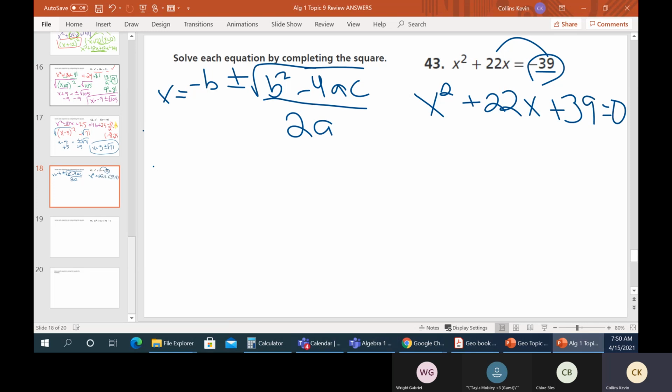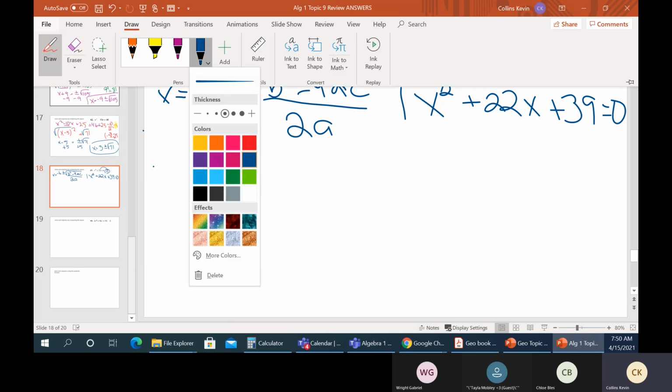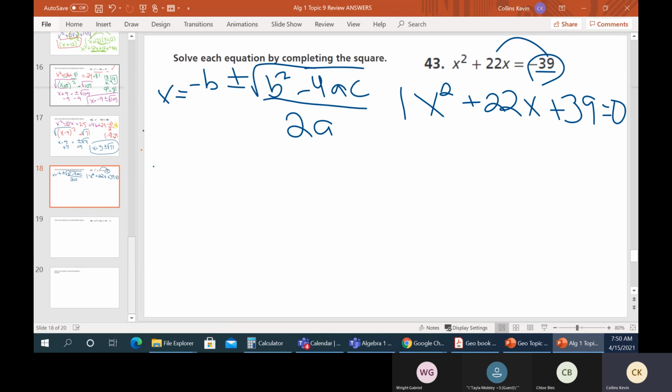Equals 0. Okay. So there is no number in front of the x, so that means this guy's 1. That's one of those little secret handshake things they have in math, right? So in this case, a equals 1, b equals 22, and c equals 39.